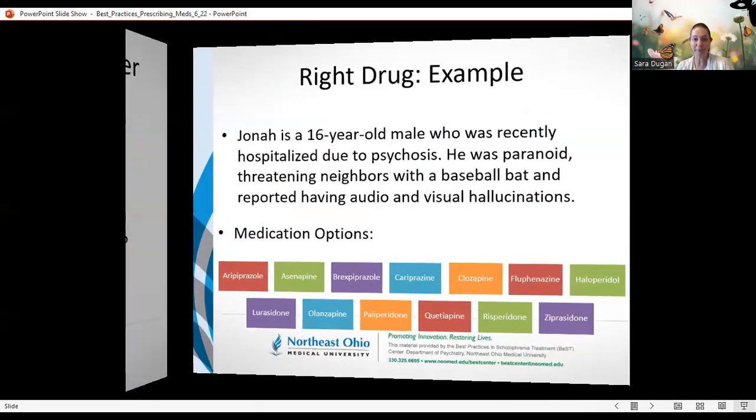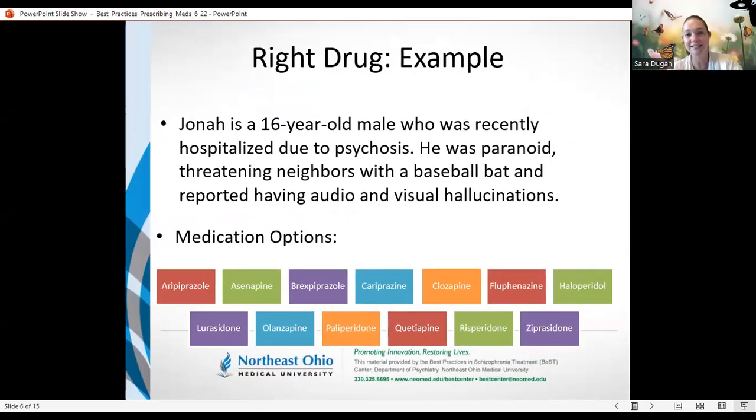So let's look at an example. Jonah, a 16-year-old male, I did this generically. Recently hospitalized with psychosis, had some paranoia, was threatening neighbors with a baseball bat. There are reports of auditory and visual hallucinations, seeing shadows and hearing individuals telling him that the neighbors are out to get him and his family. Okay, so in a case of psychosis, maybe suspected early schizophrenia, we would have a pool of options. So antipsychotics can treat that psychosis. It can help with the paranoia. It may help with some of those hallucinations, but there's a whole pool of these medicines.